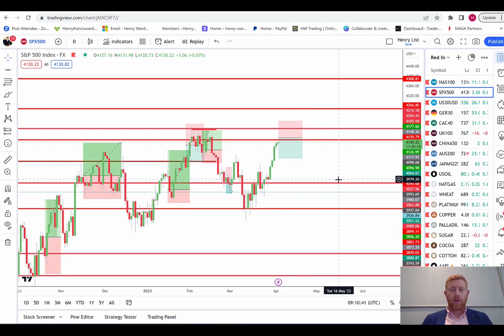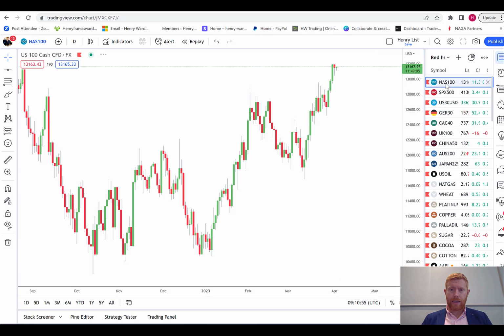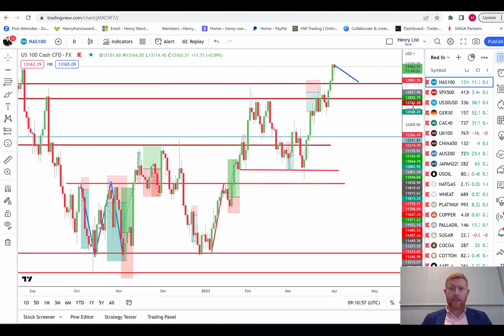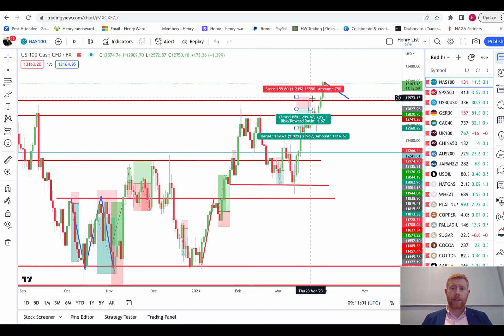Now, also there's other factors involved here. If we look at the S&P, it is coming up into a nice level. It is coming up to an area where we could potentially take a limit order short. But if I look at the Nasdaq, it is actually making higher highs. So there's a double top.